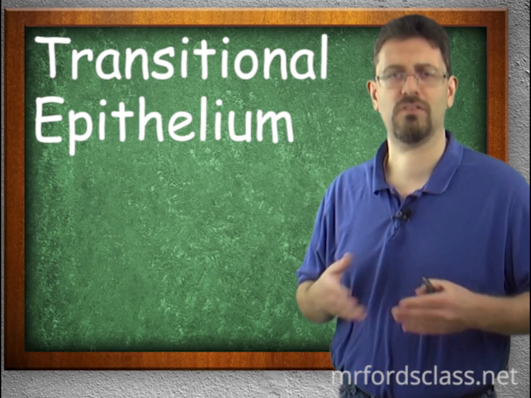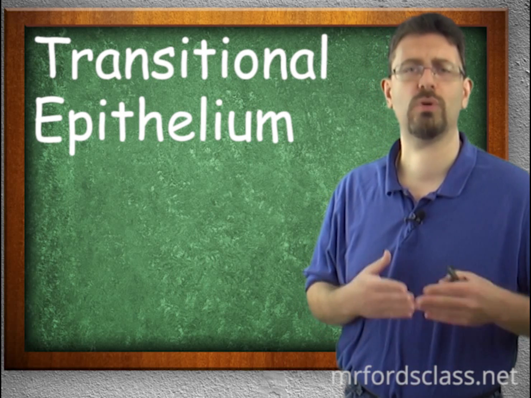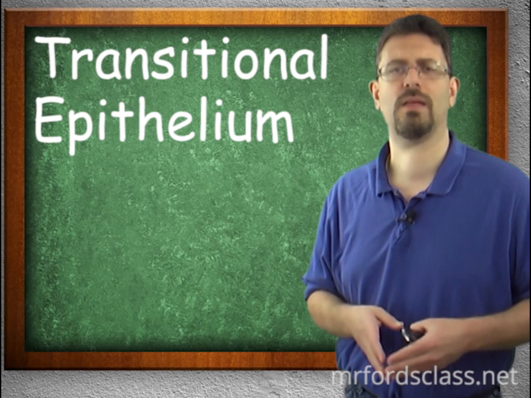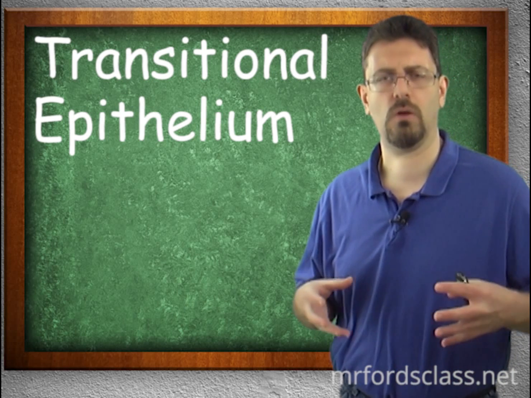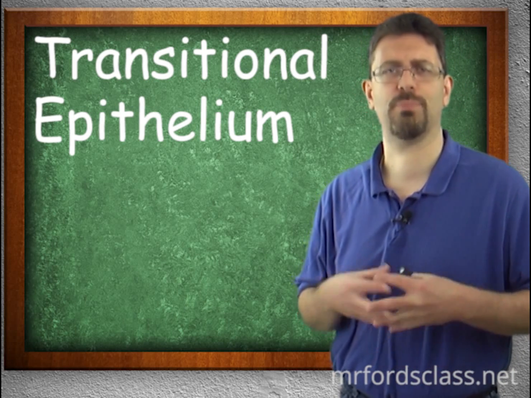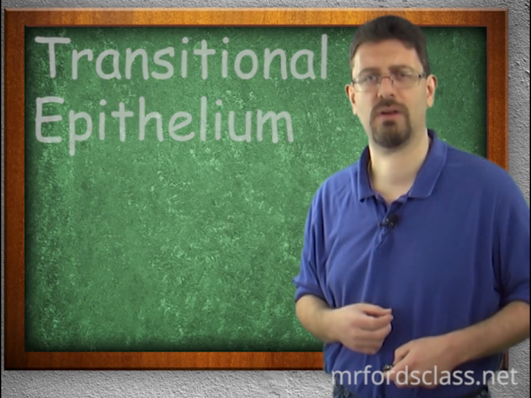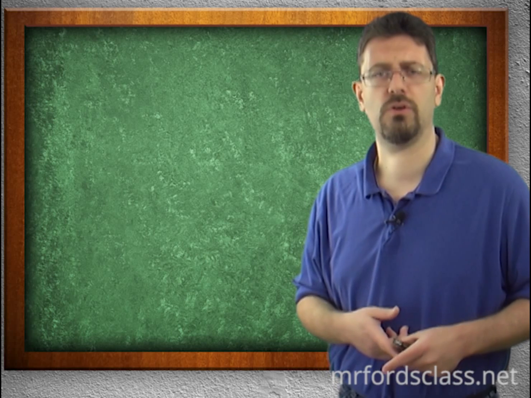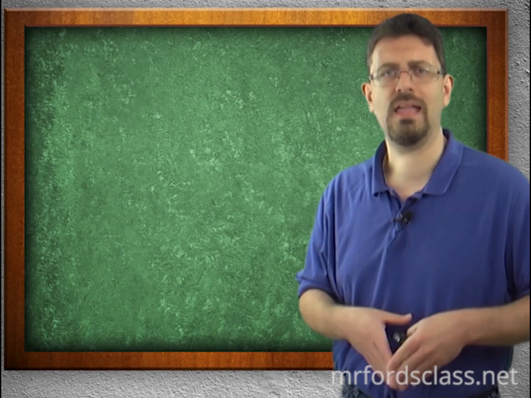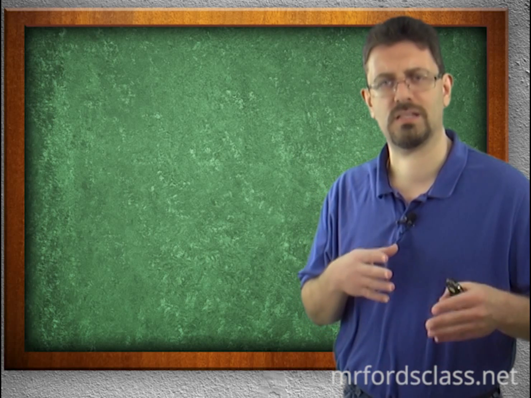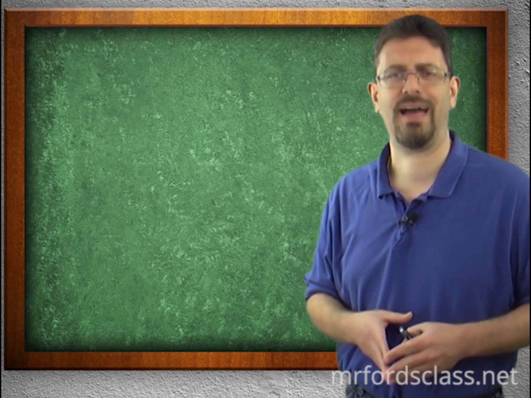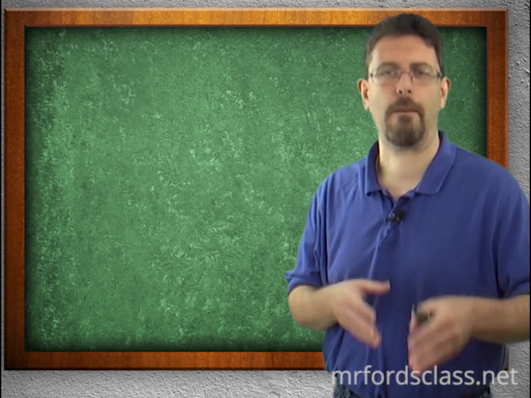Then we have transitional epithelial tissue, which we talked about in the previous video. This is the tissue that's going to stretch depending on what's being done to it. So we find this stuff in the bladder, and it will go from cuboidal to squamous depending on how much it's being stretched. So that's going to conclude the specific types of epithelial tissue. In our next video, we're going to take a look at the special features that we find on, in, and around epithelial tissue.